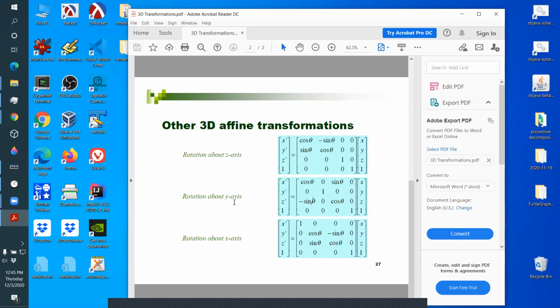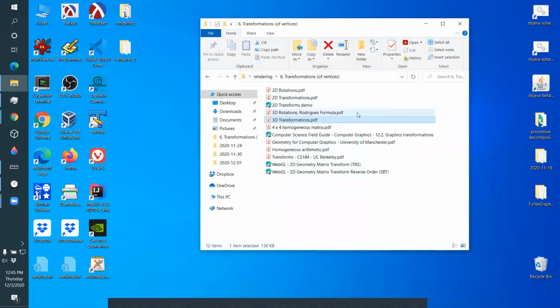Now, the Earth doesn't rotate around the x, y, or z axis. The Earth rotates around its own axis, which is not the x or the y or the z axis. So how do you get rotations around an arbitrary axis? Okay, and that's a really crazy formula.